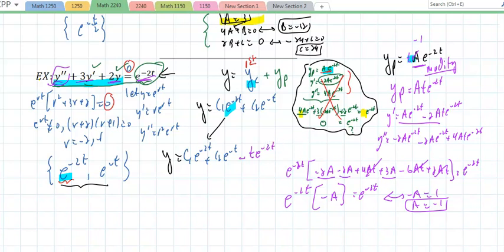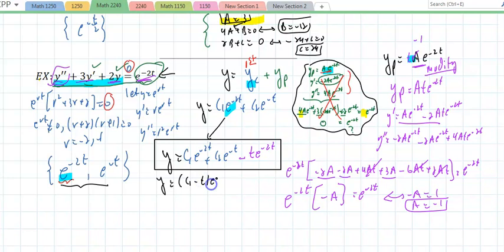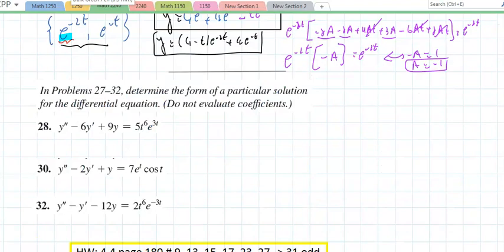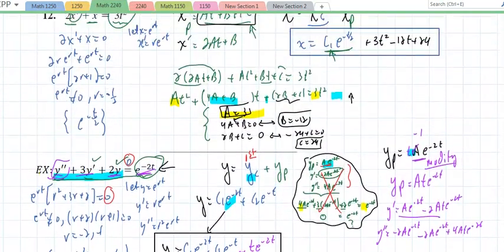Now, this is a fine answer. The back of the book will combine those. The back of the book will say y equals c1 minus t, times e to the negative 2t, plus c sub 2 e to the negative t. You don't have to do that, but when you see the answer in the back of the book, I just want to make sure you know it's the same thing. Okay, the last aspect of this.